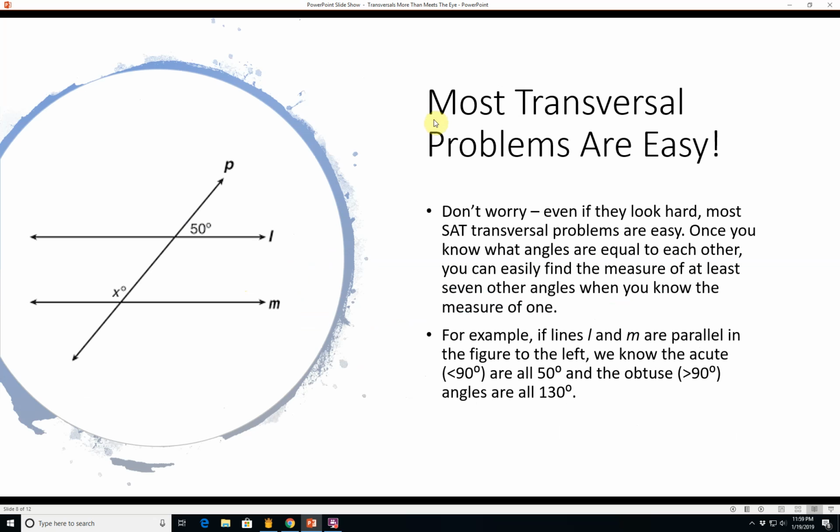Most transversal problems are easy. Don't worry, even if they look hard, most SAT transversal problems are easy. Once you know what angles are equal to each other, you can easily find the measure of at least 7 other angles when you know the measure of 1.